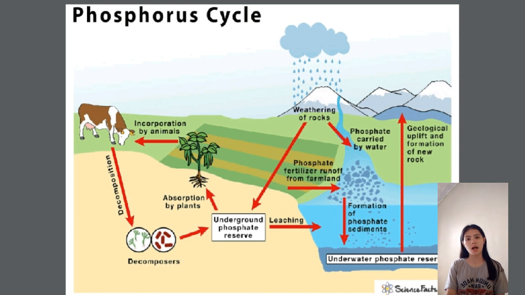Now, let's discuss the formation of the phosphorus cycle. The natural reservoir of phosphorus is rocks, which contain phosphate. When weathering takes place, the phosphate is carried by the water and the formation of specific sediments takes place, and then the underwater phosphate reserve.